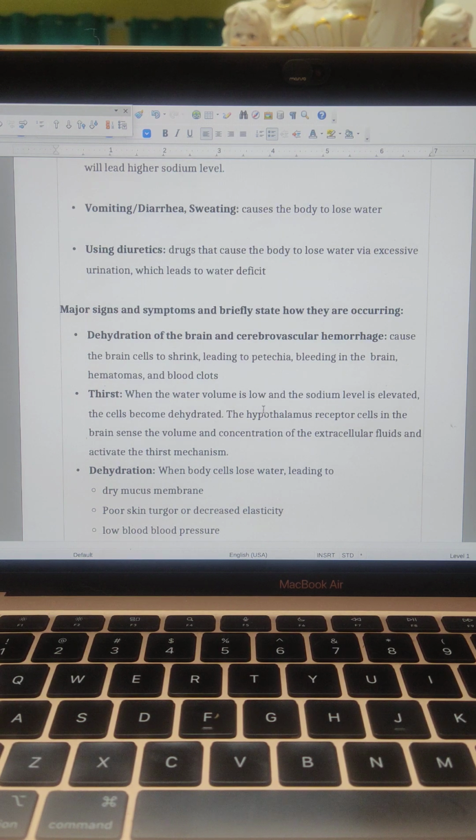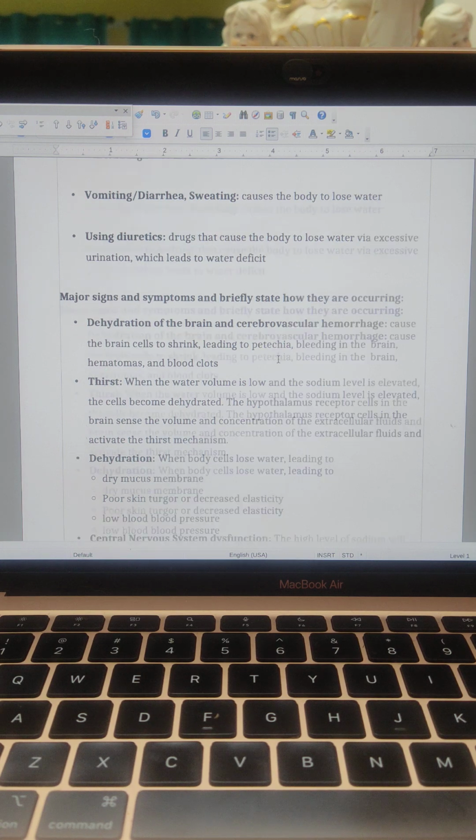Major signs and symptoms of hypernatremia include dehydration of the brain cell and cerebrovascular hemorrhages. So when the sodium level is elevated, the brain cells will shrink, which will lead to petechiae, which is just explosion of the small blood vessels in the brain. This could cause bleeding in the brain, hematomas, and blood clots.